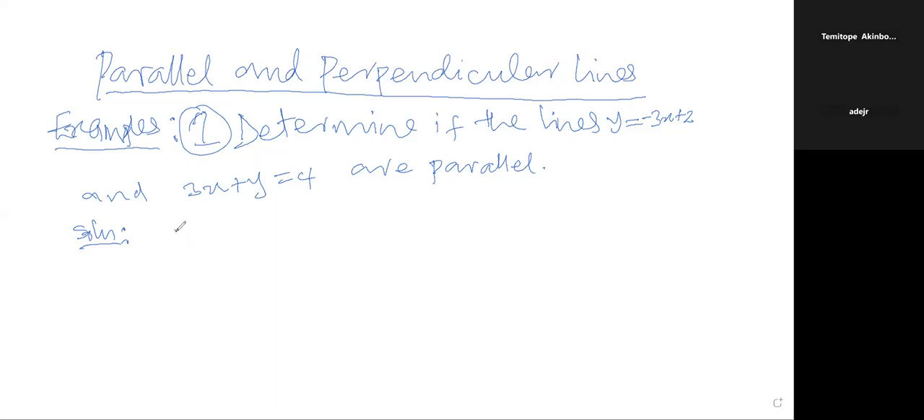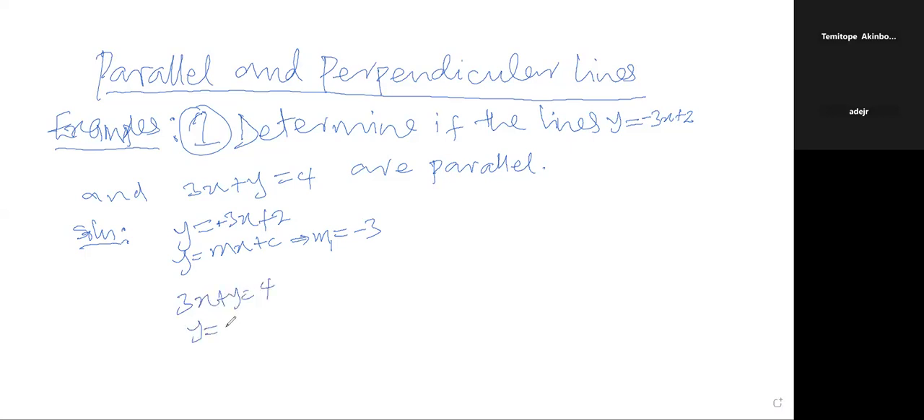So from the first line, the equation is y equals minus 3x plus 2. If you relate that to y equals mx plus c, that suggests that m1 is minus 3. So for the second equation, which is 3x plus y equals 4, make y the subject as well.